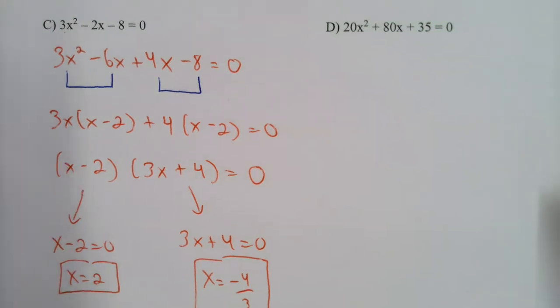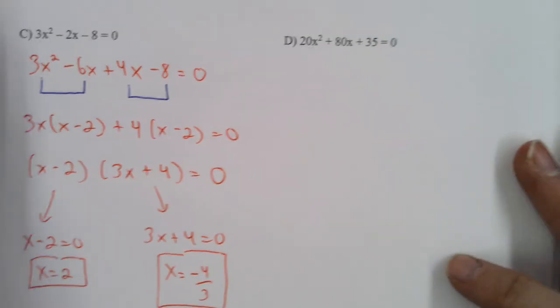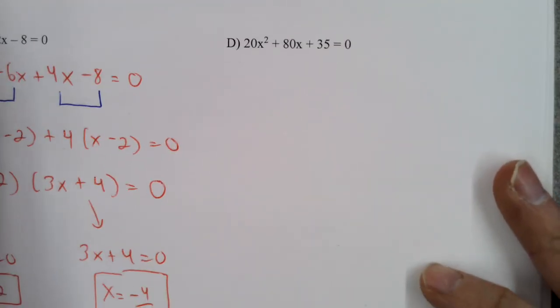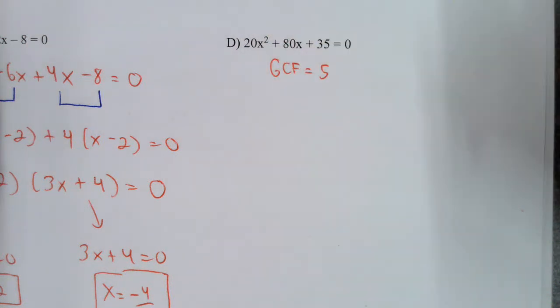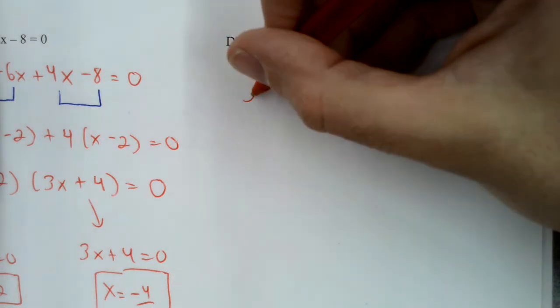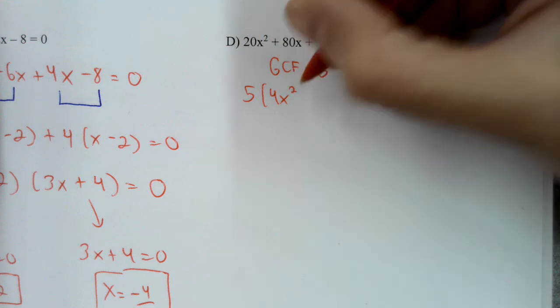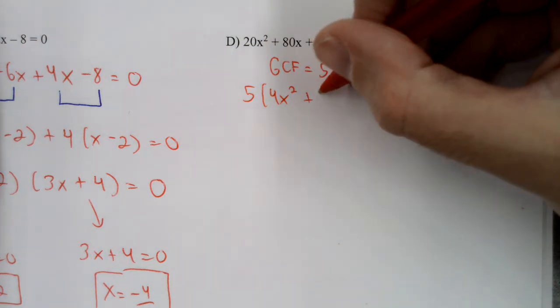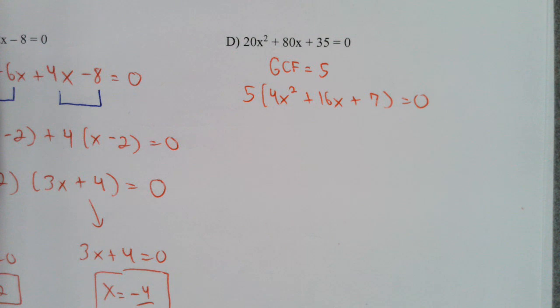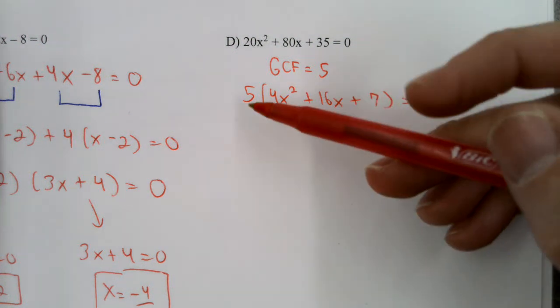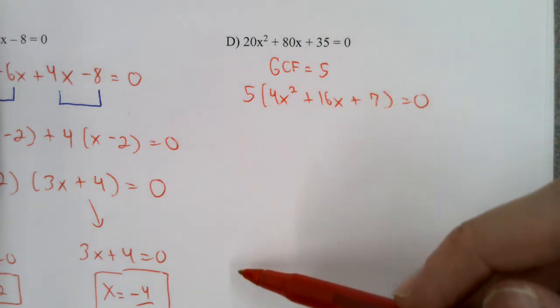Okay, now this last one has a GCF. So you factor that out now. The GCF equals 5. So 5 gets factored out. You're left with 4x squared plus 16x plus 7 equals 0. Now this 5, you're just going to keep writing the 5 first in every single step throughout the entire problem.